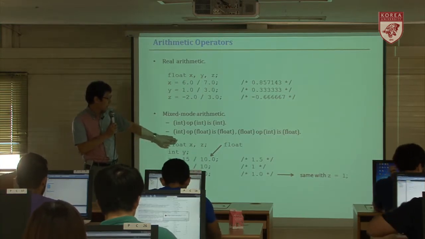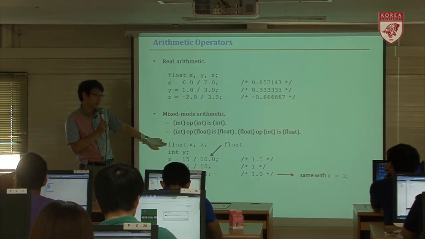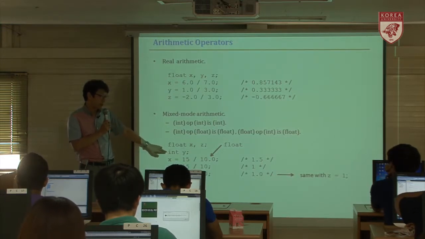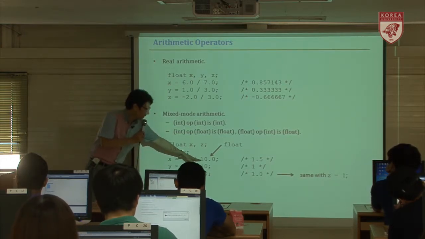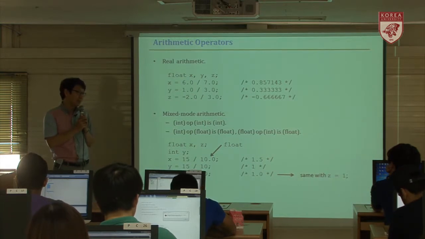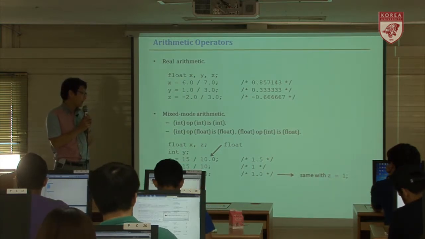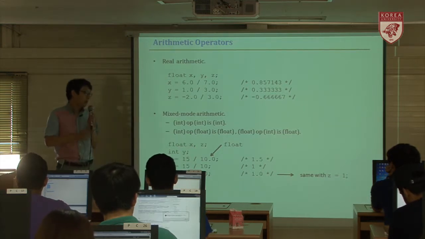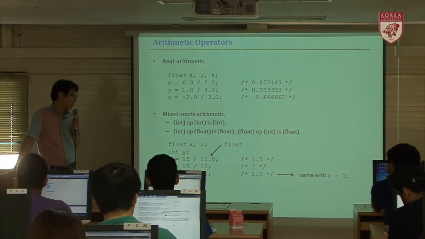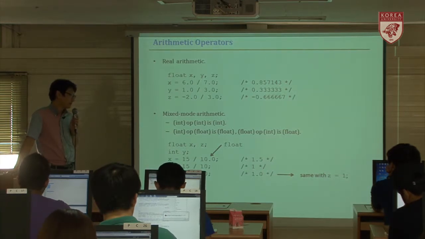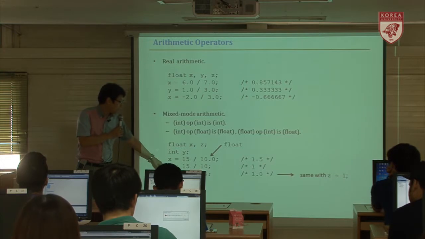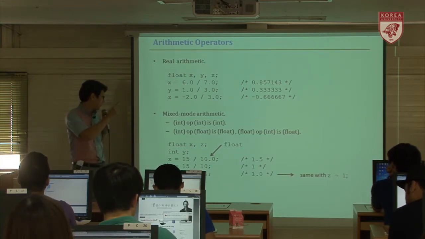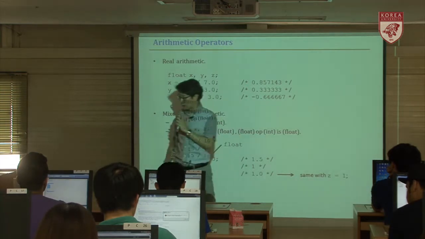Let's think about x declared as a floating number, and y as an integer. Then 15 is an integer and 10.0 is a floating number. So 15 divided by the floating number is calculated as a floating number. So x is 1.5. However, when you say y, let me use the whiteboard here. The whiteboard is much better.